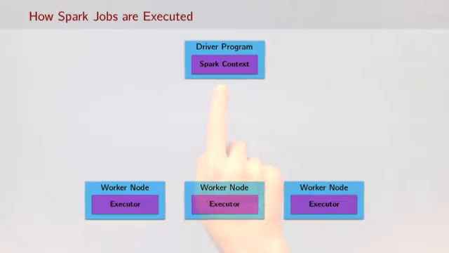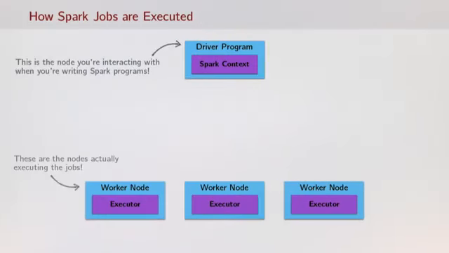Now, the driver program is where this Spark context is. So this is the thing that we are using to create new RDDs, to populate new RDDs. So when we do SparkContext or sc.parallelize or sc.textFile, we're actually using this thing here in the driver program. When you write a Spark program, you write it from the perspective of this node here. So you think as if you are the driver node and you're giving commands to worker nodes. So this is the node that you're interacting with when you're writing Spark programs, and these are the nodes that are actually doing the jobs. So the executors are actually doing all the work, and this is coordinating the work. You can think of it that way.